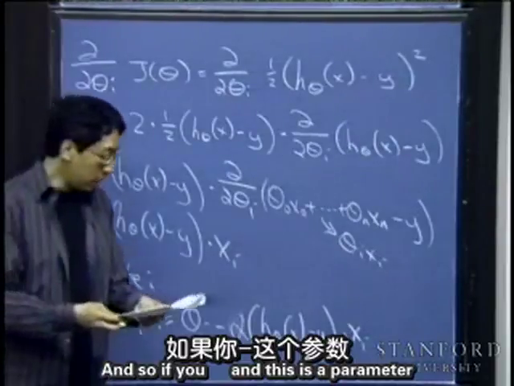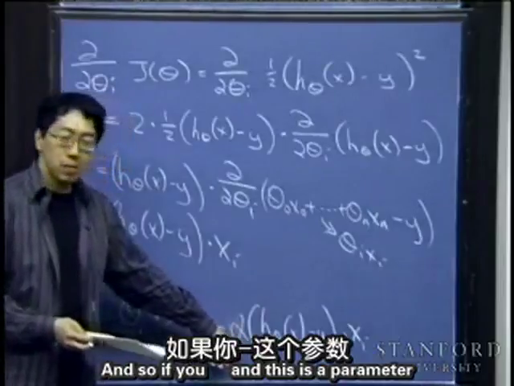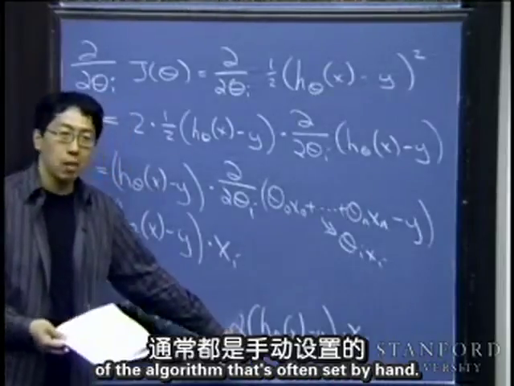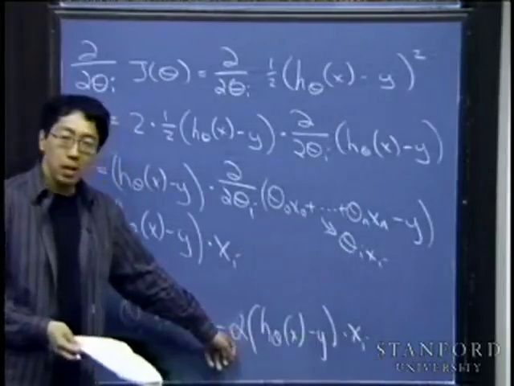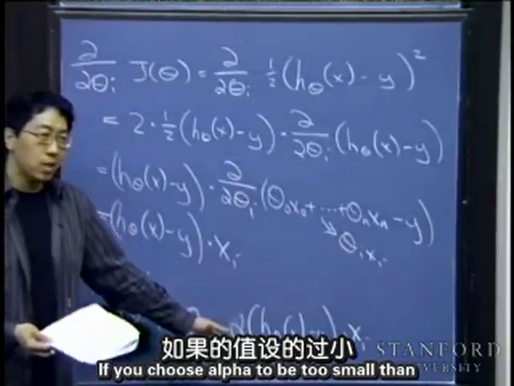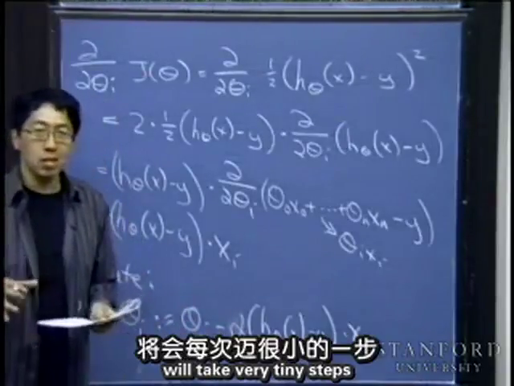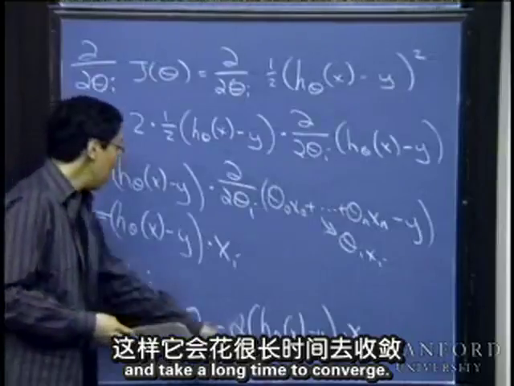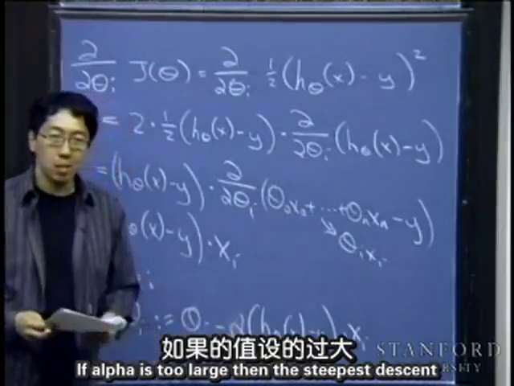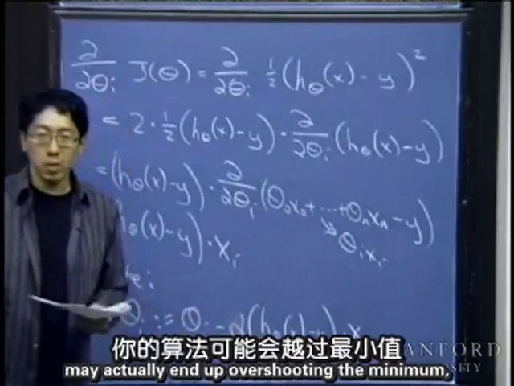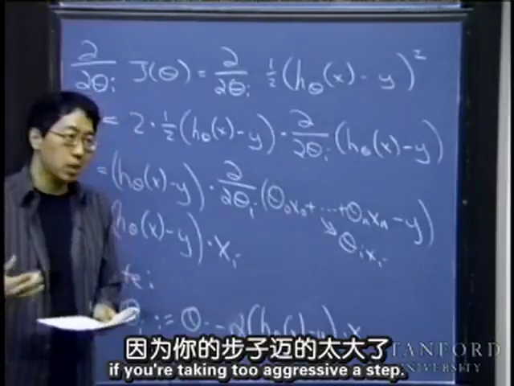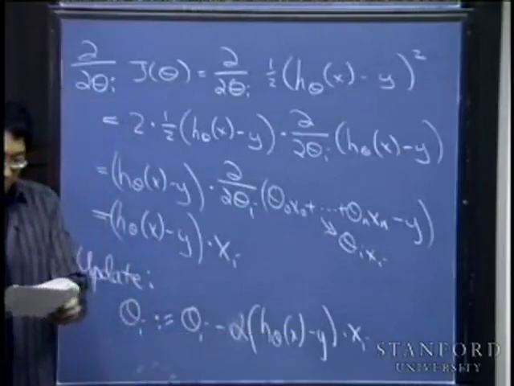And alpha is a parameter of the algorithm that's often set by hand. If you choose alpha to be too small, then your steepest descent algorithm will take very tiny steps and take a long time to converge. If alpha is too large, then steepest descent may actually end up overshooting the minimum, if you're taking too aggressive a step.